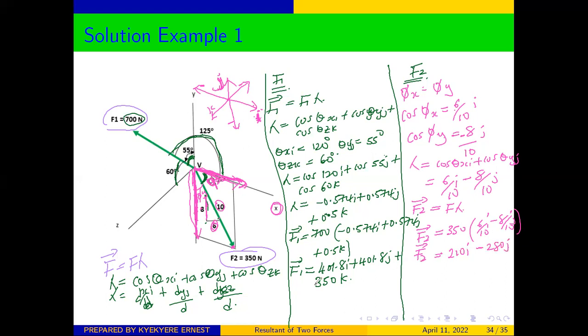So we have gotten our F1 in vector form, and we have gotten our F2 in vector form. So now we can get our F, the resultant of the forces. Don't forget that in the question we're asked to find the resultant. So our resultant of all the forces will be equal to force vector F1 plus force vector F2. So now what we need to do is to add them together.